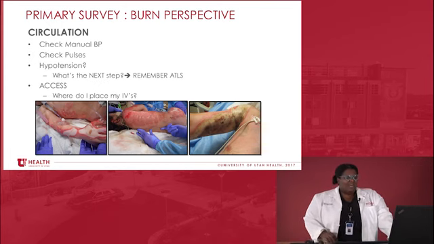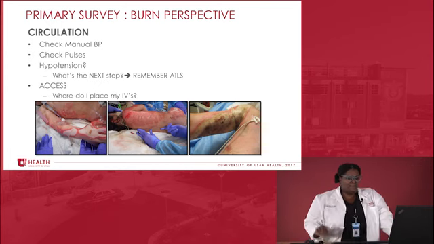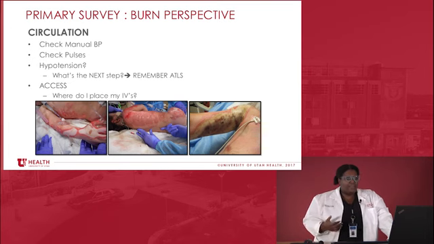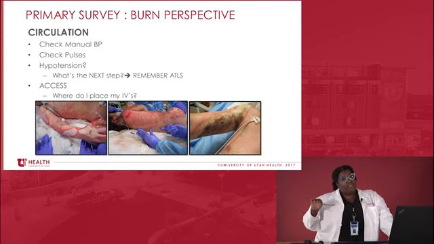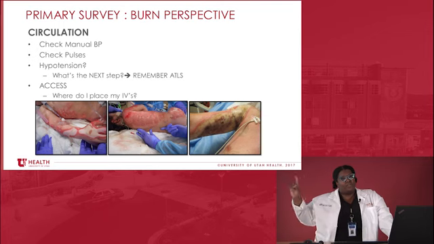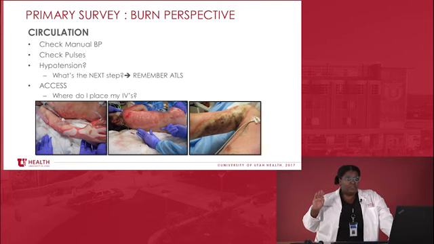So let's talk about circulation. Again, the common things that we always do when the patient comes to the trauma bay: we're going to check a manual BP, we're going to check pulses in all extremities, we're going to assess for hypotension. We're going to take a moment here and stop. If we are having significant hypotension, it is not the burn. It is some trauma thing where the patient bled, and you need to figure out where they bled first before we do anything else with burns.